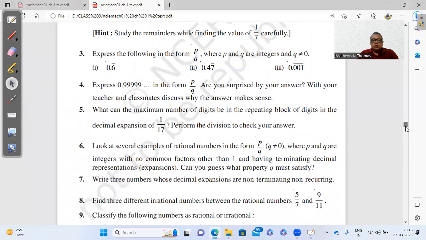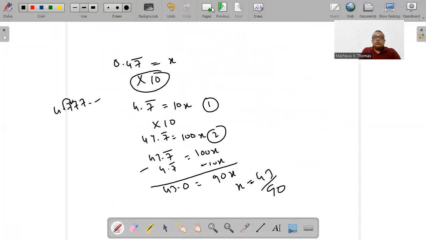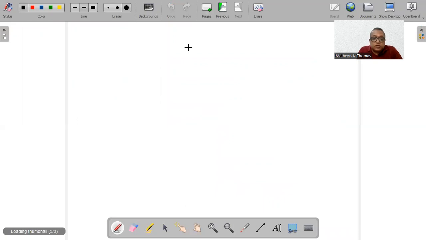Now, question number 5 is a slightly long question. That is, what can be the maximum number of digits in the repeating block when we divide 1 by 17? So division of 1 by 17. I'm just going to show you. You have to try it out yourself.